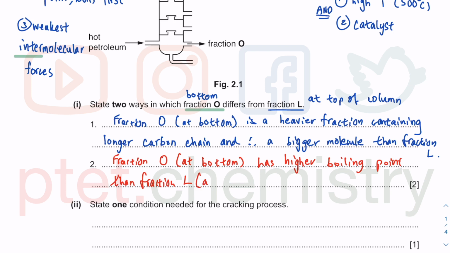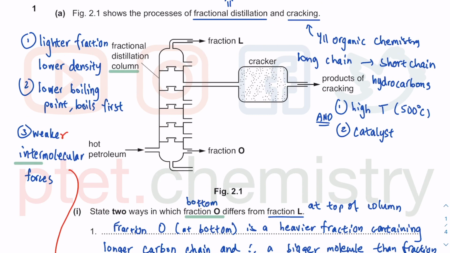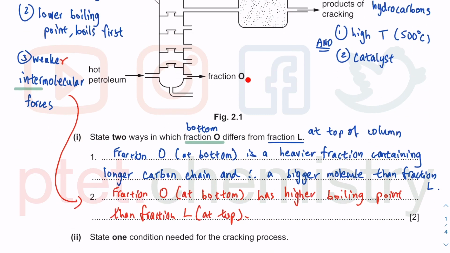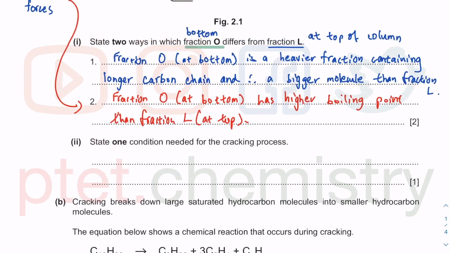They haven't asked for the reasons, but that is mainly due to the weaker intermolecular forces. As you go higher up, there is a weaker intermolecular forces. It doesn't require a lot of energy to break, so lower boiling point. Your molecule gets bigger, your size gets bigger, therefore stronger intermolecular force between the molecules. That means you have a higher boiling point, more difficult to boil.